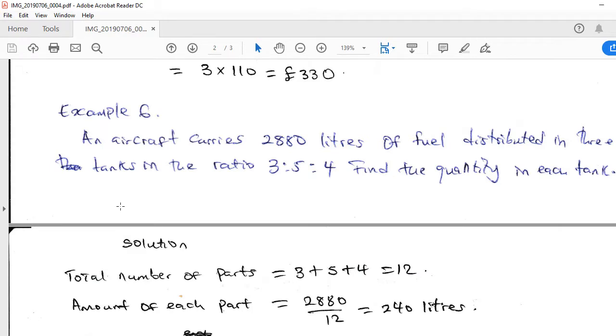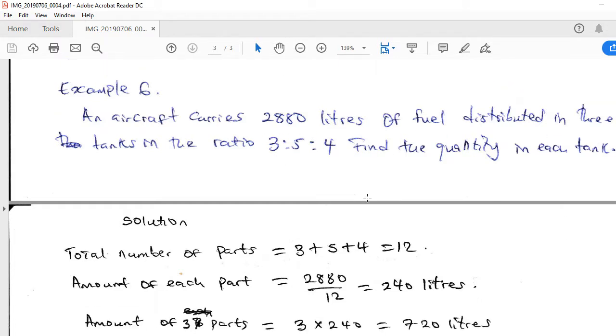Let's go to the 6th example: an aircraft carries 2,880 liters of fuel distributed in 3 tanks in the ratio of 3:5:4. Find the quantity in each tank. So pay careful attention. First of all, add the ratios together. The total ratio will be 3 plus 5 plus 4, which equals 12, right? The next thing is you divide the total number of liters by the total ratio, which is 2,880 divided by 12, which equals 240 liters, right?